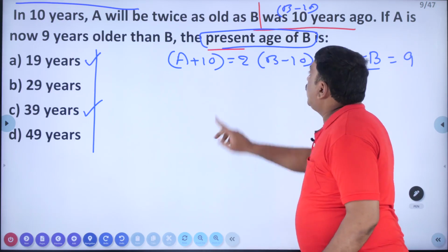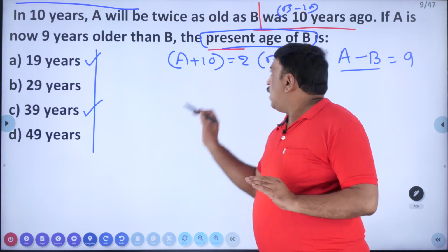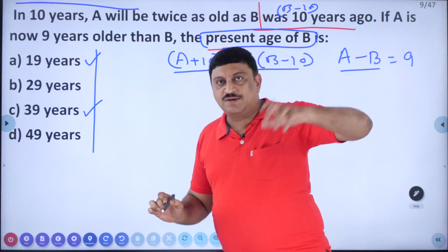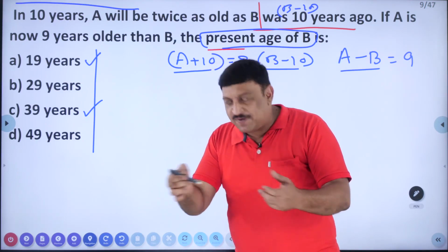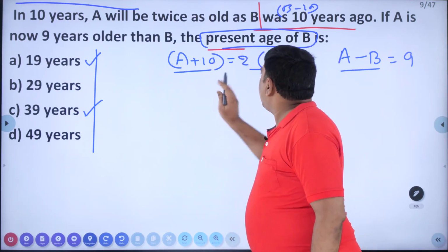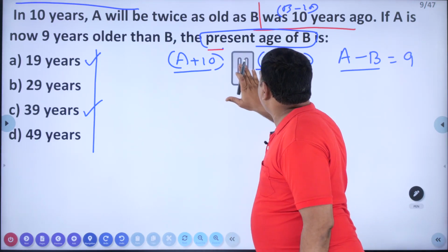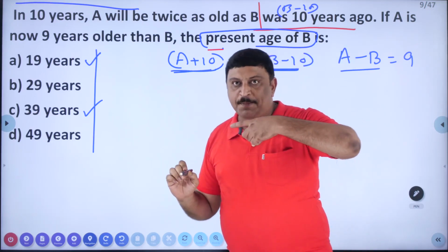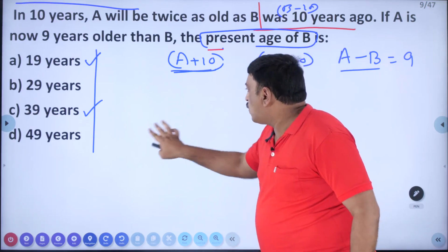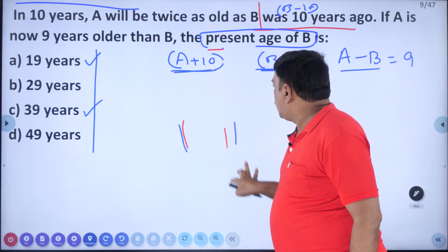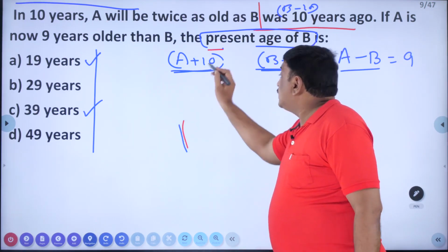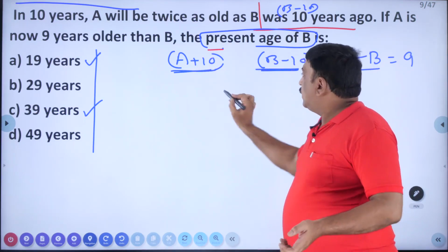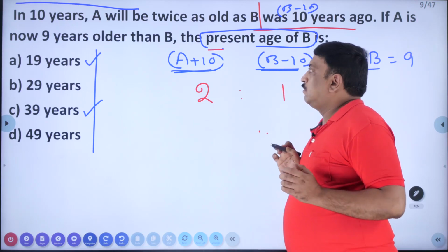Here, A plus 10 is 2 times of B minus 10, no? If I write 2 times, what is the ratio? 2 times means 2:1. Instead of writing like this, A plus 10 and B minus 10, these two are compared, and the ratio is 2:1. That is, the age of A after 10 years and the age of B before 10 years are in what ratio? 2:1.